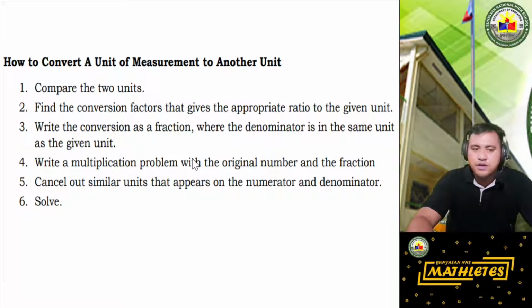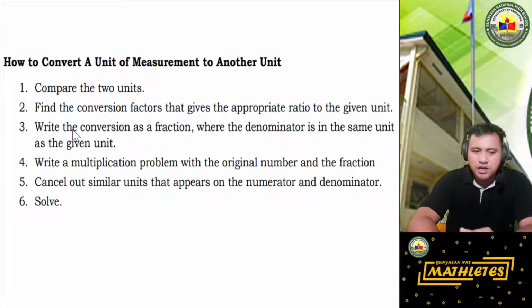Okay, how to convert a unit of measurement to another unit. First is to compare the two units. Second, find the conversion factor that gives the appropriate ratio to the given unit.